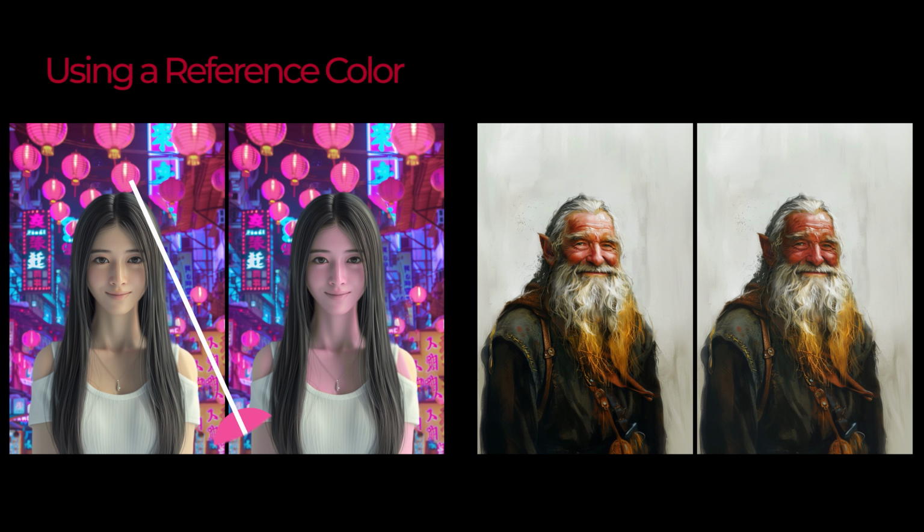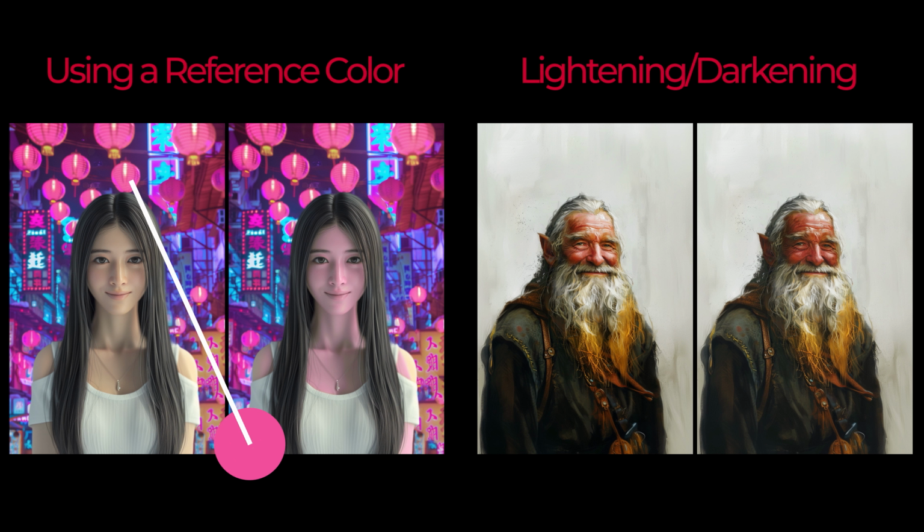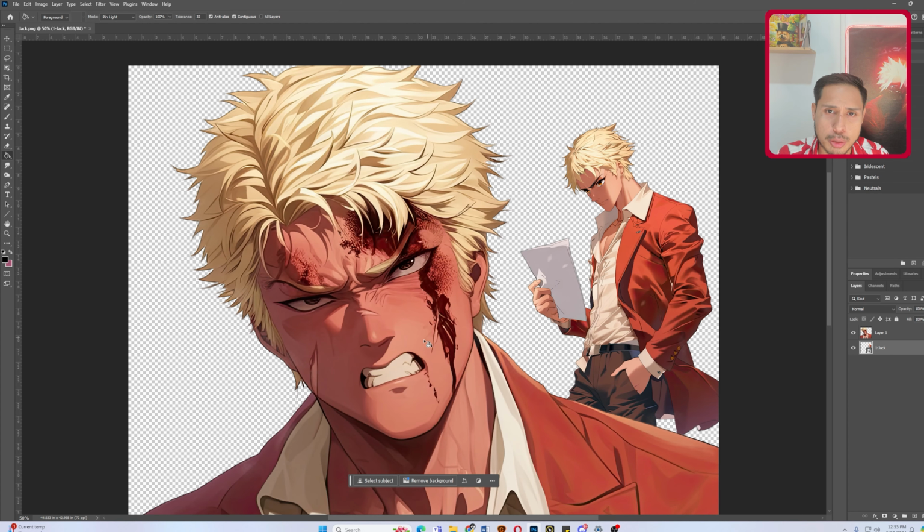I have 2 ways to change the skin color of characters. One is to use a reference color. The other is to lighten or darken its existing skin tone. First, let me demonstrate how to change this guy's skin color to match this one. The reference need not be in the document, but it's just more convenient to have it here.